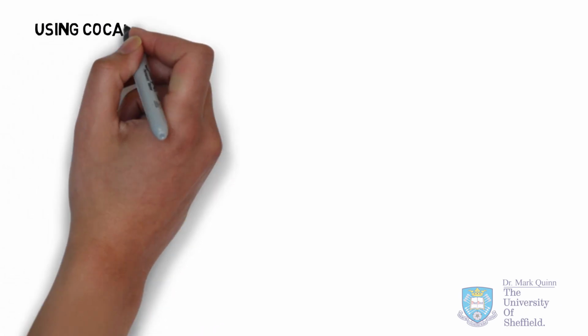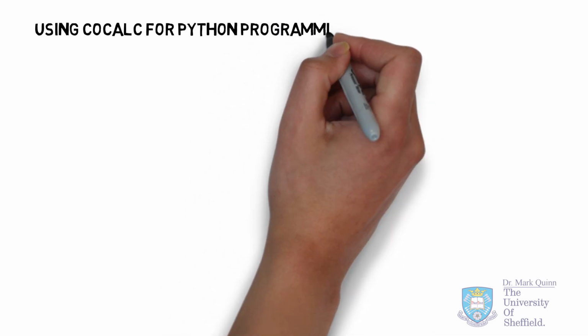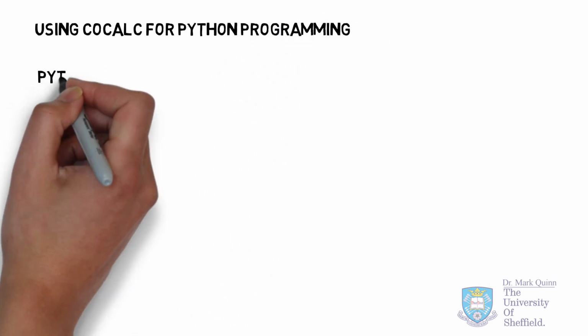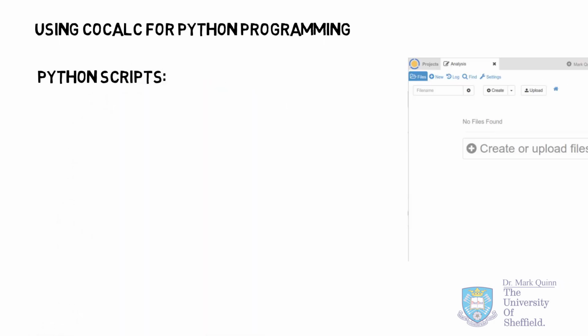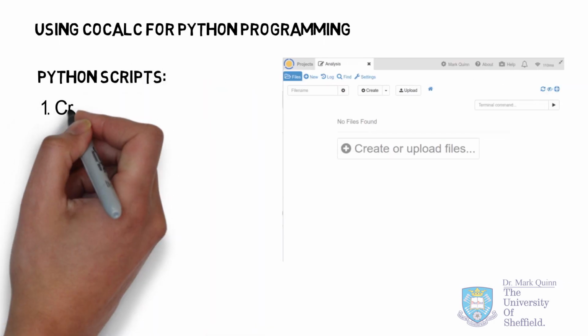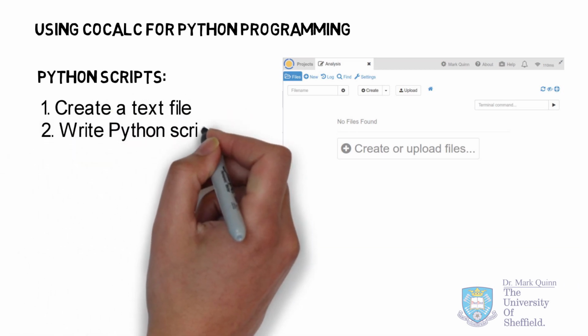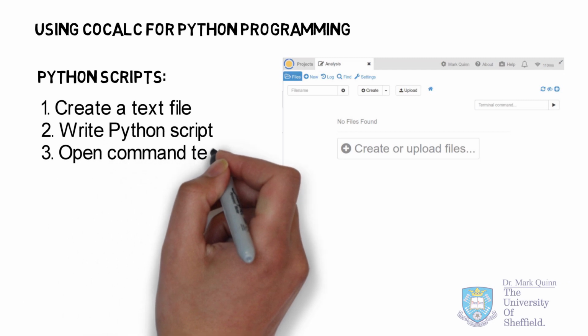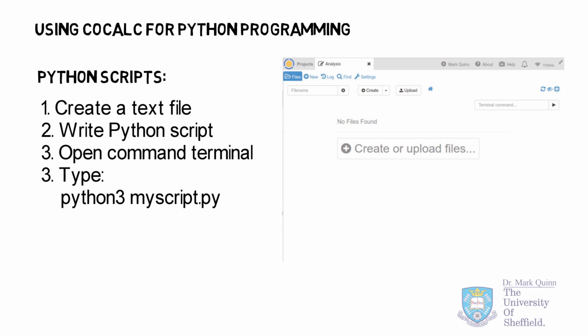Using CoCalc allows us to program in Python online without having to install software. Let's take a quick overview on different ways we can run Python code on CoCalc. Firstly, we look at Python scripts, and as always, a Python script is simply a text file. Here on CoCalc, we'll open up the text file and add some code, and we will then learn to run it.